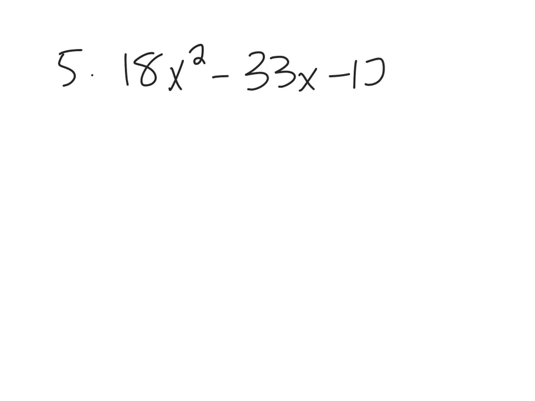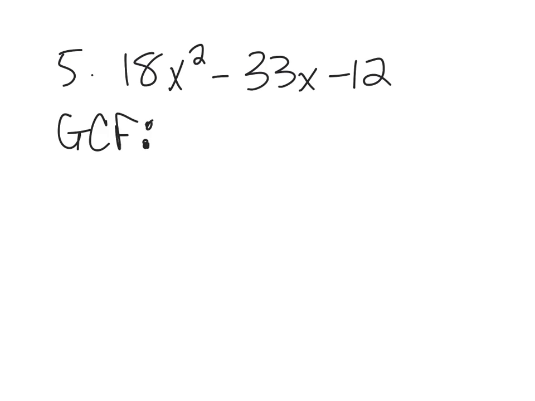Okay, last one. Number 5, 18x squared minus 33x minus 12. When I look at this, I'm like, oh my goodness, 18, there's 6 times 3, 3 times 6, 9 times 2, 2 times 9, 18 times 1, and 1 times 18, and then of course 12, you have all those combinations. But if I look at this, I see a greatest common factor.